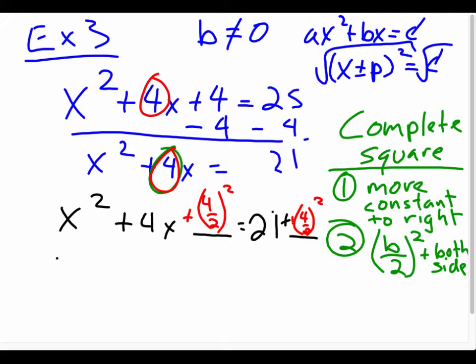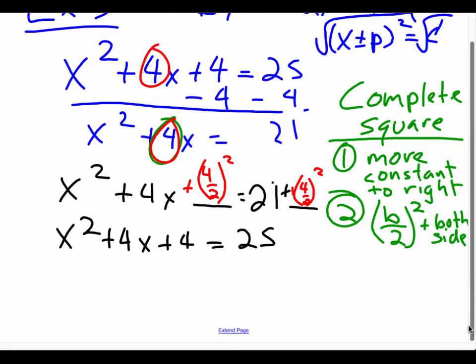So now what I end up with is x squared plus 4x. Now what's 4 divided by 2? 2. What's 2 squared? 4. So this equals 4. And then I have 21 plus 4. What's 21 plus 4? 25. All right, now watch this. This will work out the same way every time.